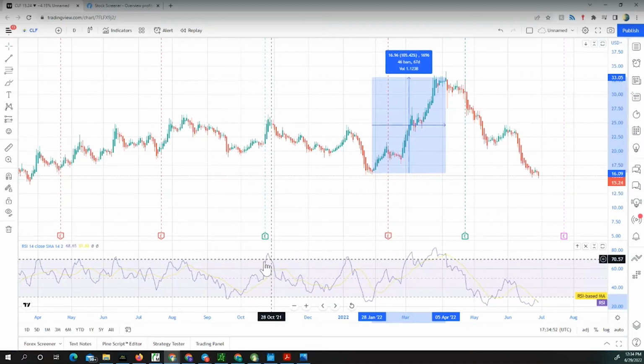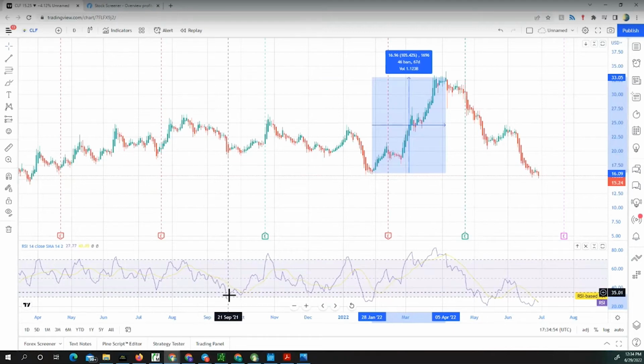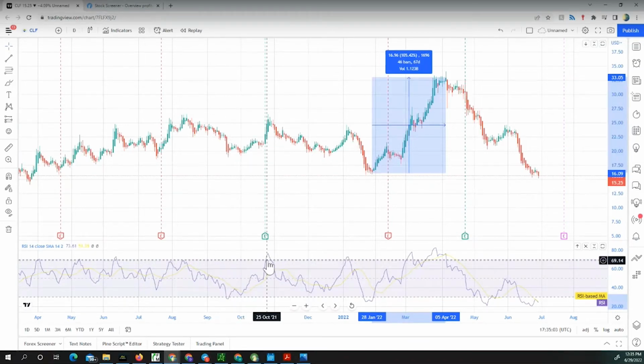So when the RSI, which is this purple line, is below 30, that's when you want to buy. And if it's above 70, that's when you want to sell. So that gives you an idea of when to buy and when to sell. You only have to wait for it to go to RSI 30, then you buy. And then you wait for it to go to RSI 70, and then you sell.